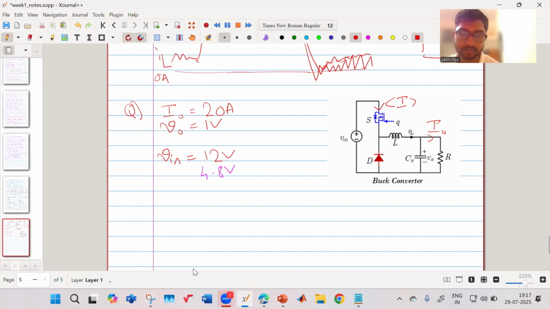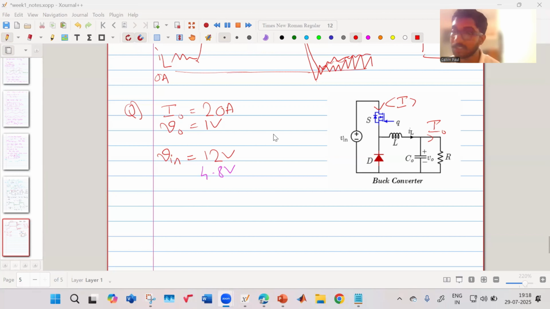We can find the average inductor current. That will be equal to the output current. Anshuman has given a value. Let us check it. Okay, yes, your answer is also okay. Arindam also has told something. Okay, we will check.